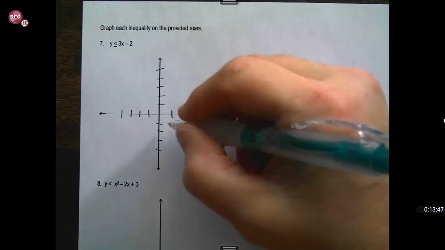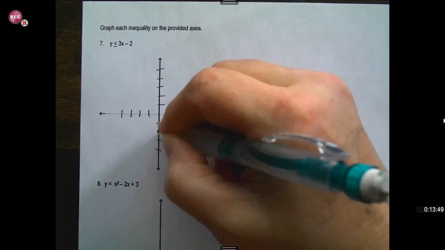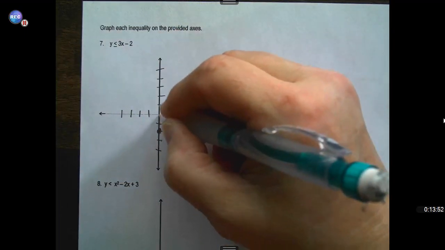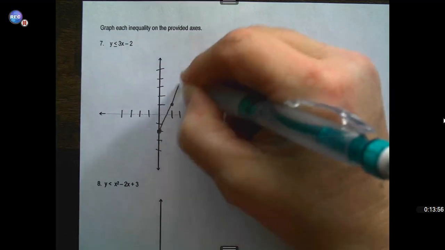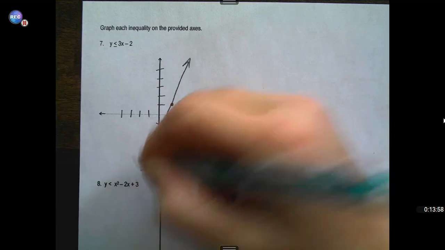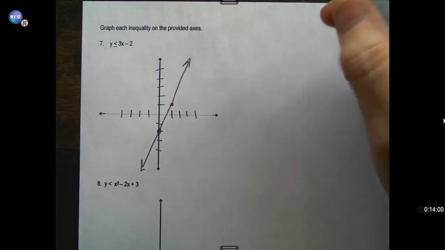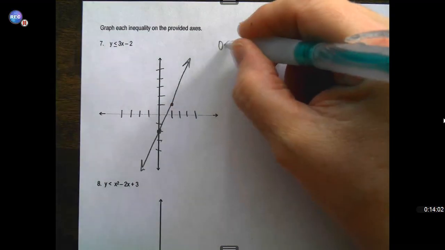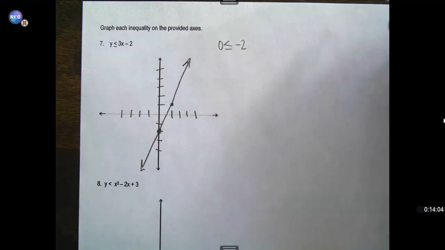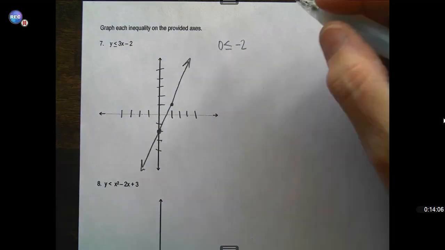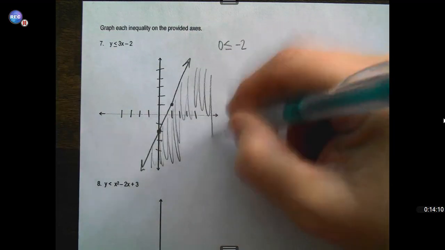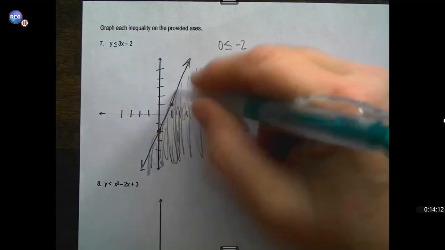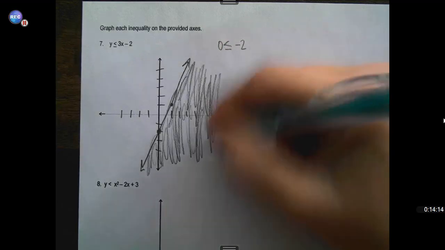So we start at the y-intercept, which is -2, and I'm going to rise 1, 2, 3, and run 1. And that is going to be a solid line. And if I plug in the origin, I get 0 is less than or equal to -2. That's not true. So therefore, I'm going to shade it down here. So we are below the line.